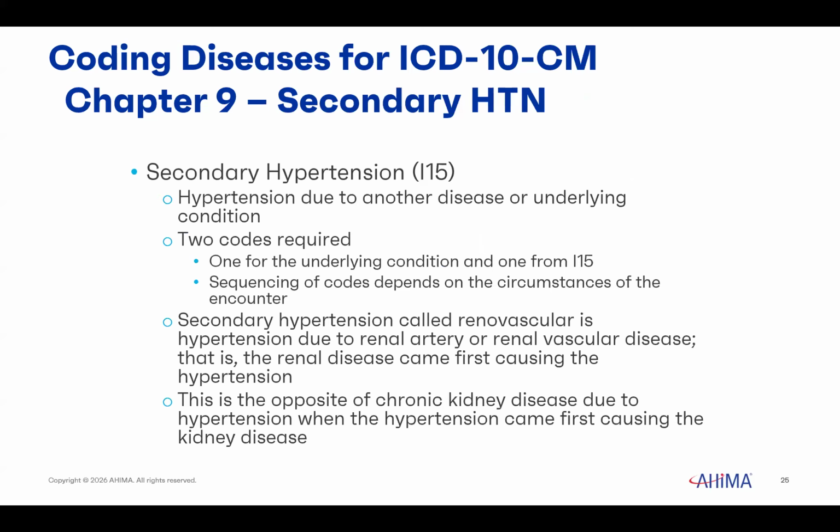Secondary hypertension is hypertension that's due to another disease. In this case, we'd code both the cause and the hypertension itself. So we would need two codes, one for the underlying condition that causes it, and one for I15, the secondary hypertension.